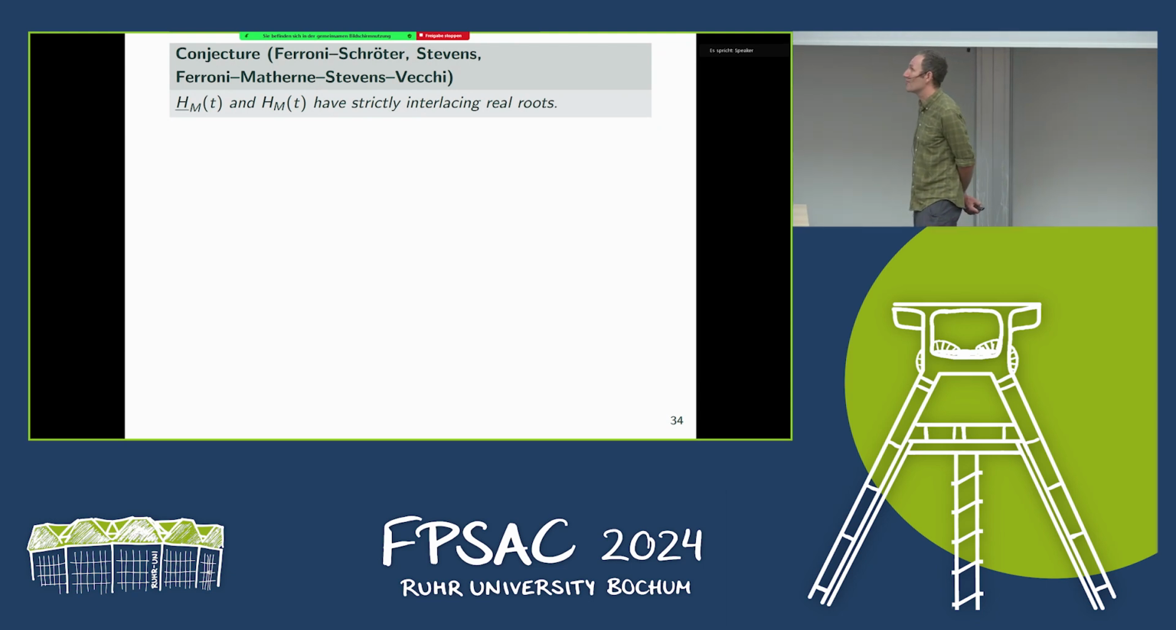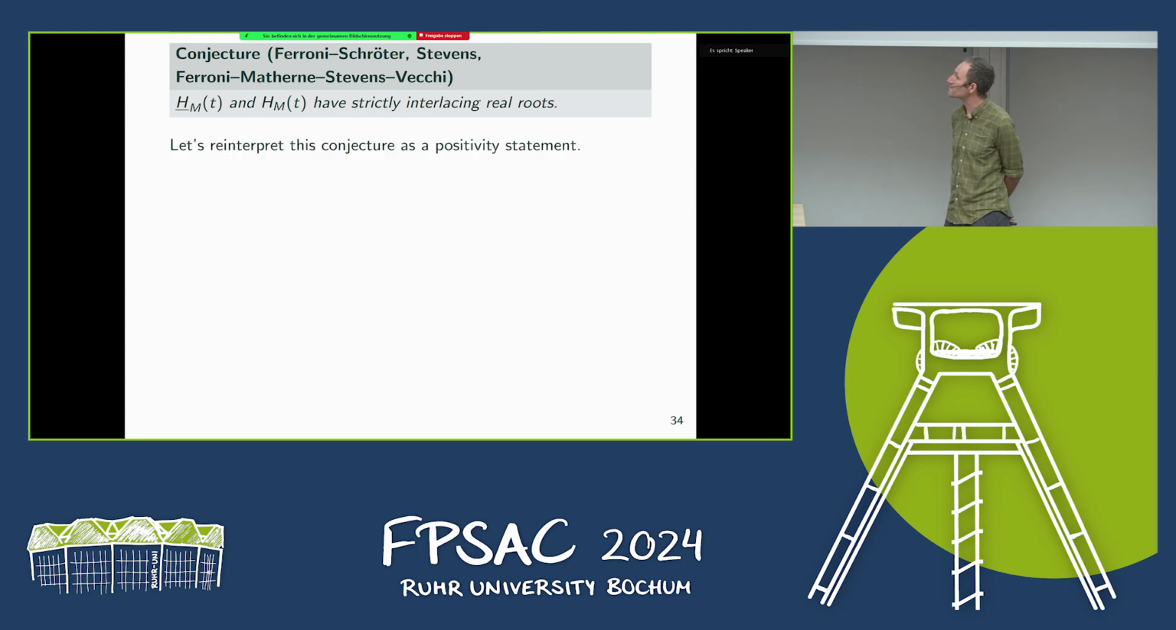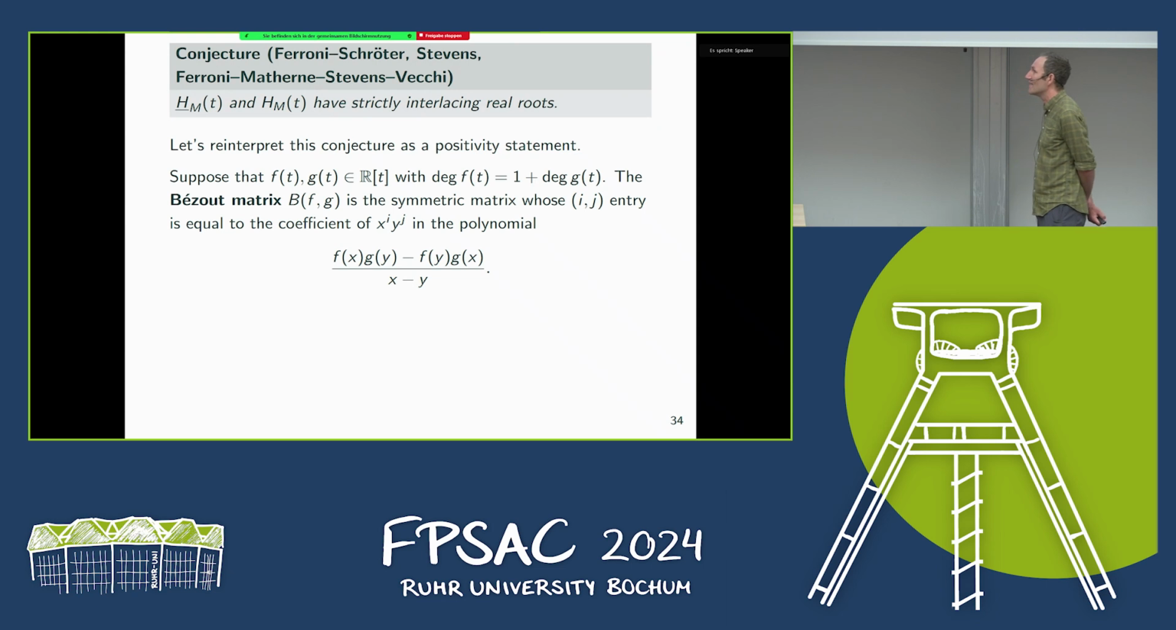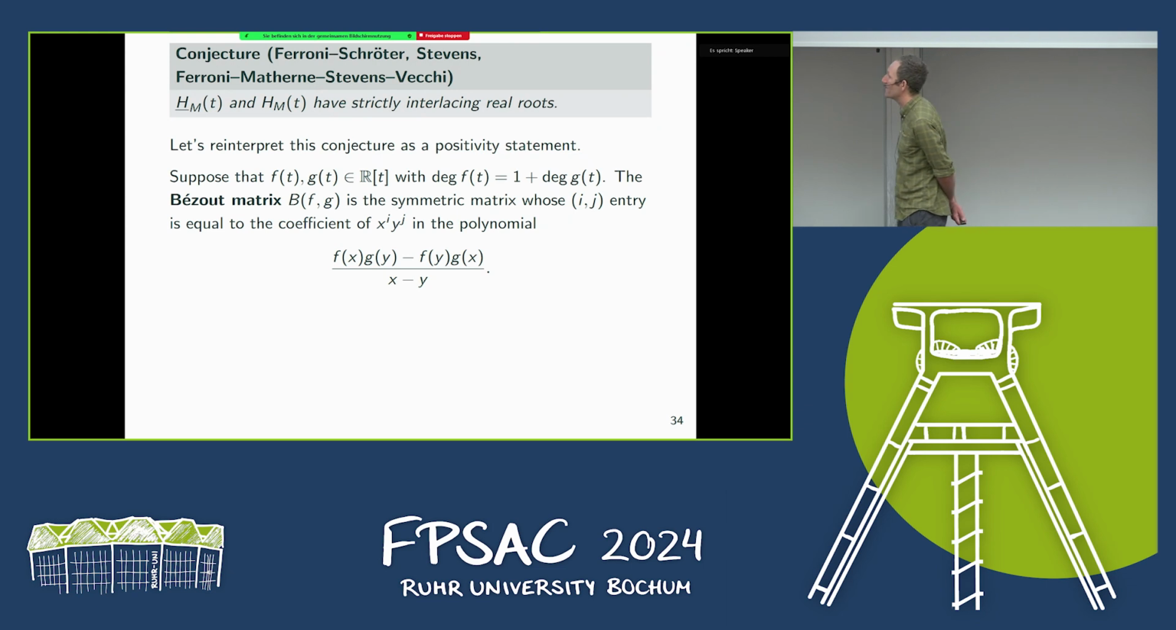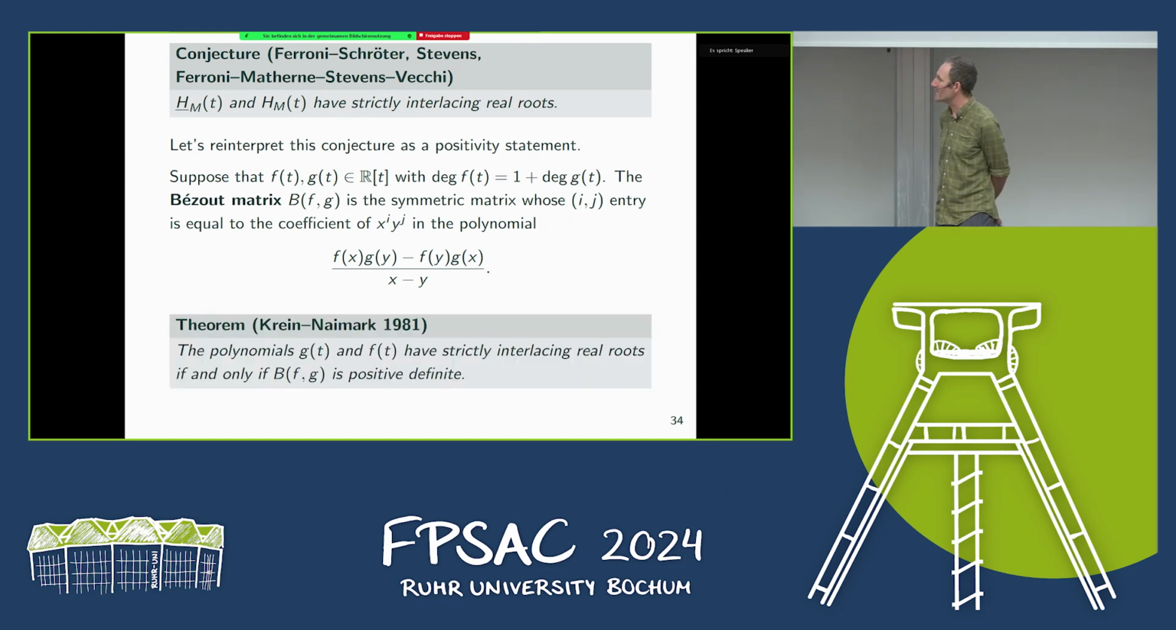So the Chow polynomial and augmented Chow polynomial are supposed to have strictly interlacing real roots. Let me reinterpret this conjecture as a positivity statement. Suppose I have two polynomials whose degrees differ by 1, so f has one bigger degree than g. Then I can define the Bézout matrix. It's a symmetric matrix. I take f of x g of y minus f of y g of x, and I divide by x minus y. I get a symmetric polynomial in x and y, and I take the matrix of coefficients. That's called the Bézout matrix.